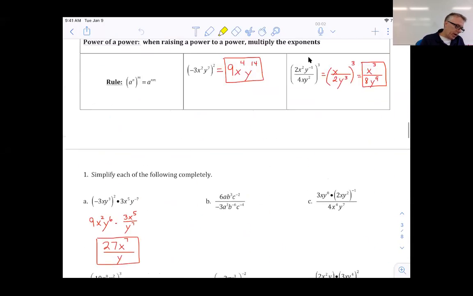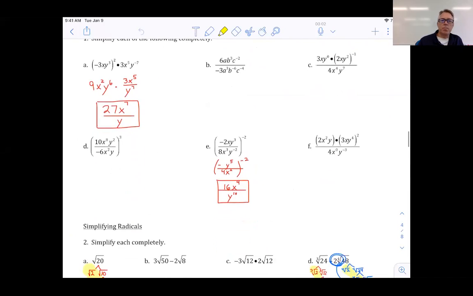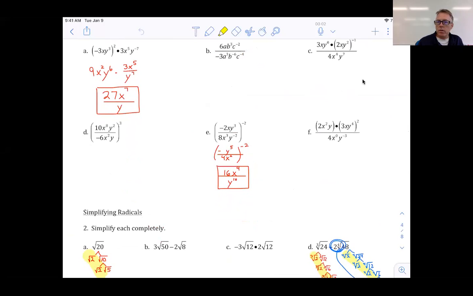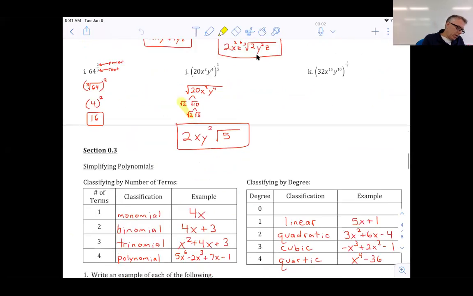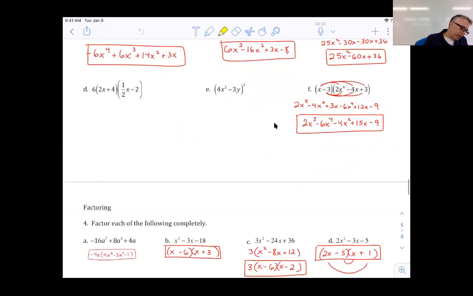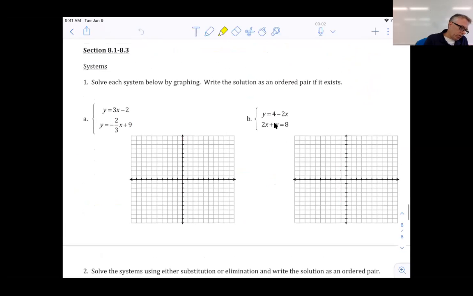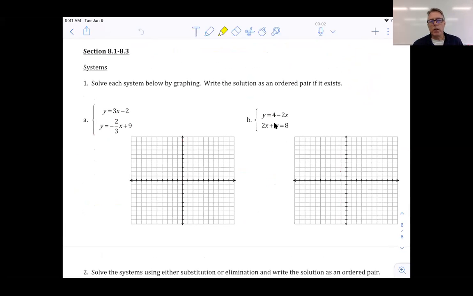Just to recap where we were, we had exponents and radicals the last couple of class periods. We also did polynomials and talked about classifying them in different ways. And then we just did a Kahoot on factoring. So now we are going to do a short lesson on solving systems of equations.